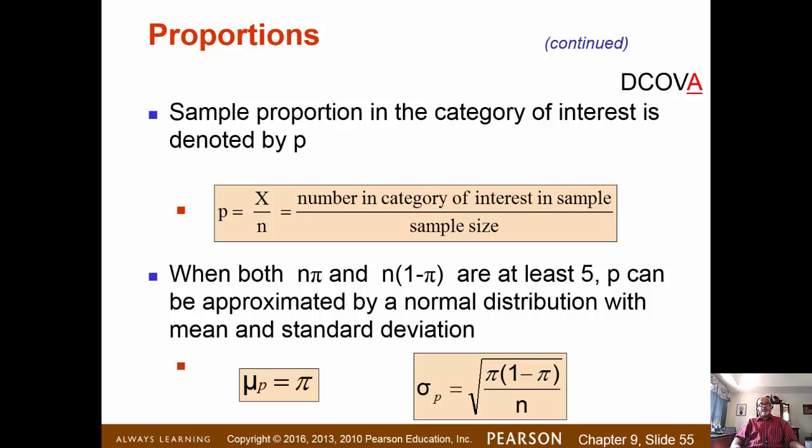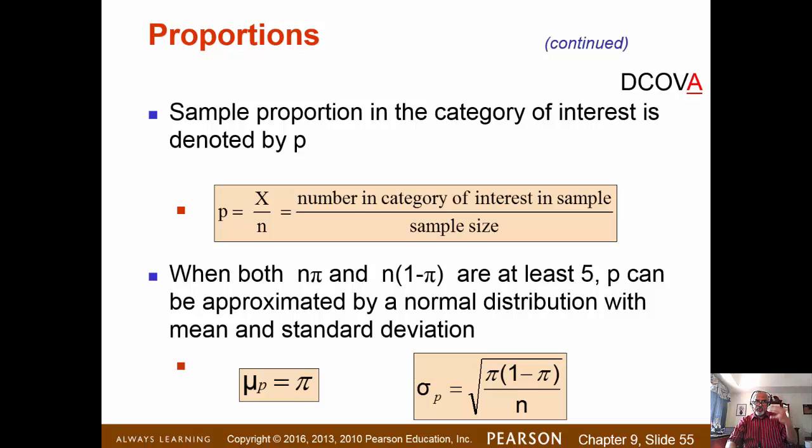The sample proportion will be x over n. We have seen this kind of notation before: the number of categories of interest in the sample divided by sample size, the sample proportion of success. Now for us to be able to use the normal distribution based hypothesis testing procedure, we need to have a large sample, because we know that the population is not normal, population is binomial.